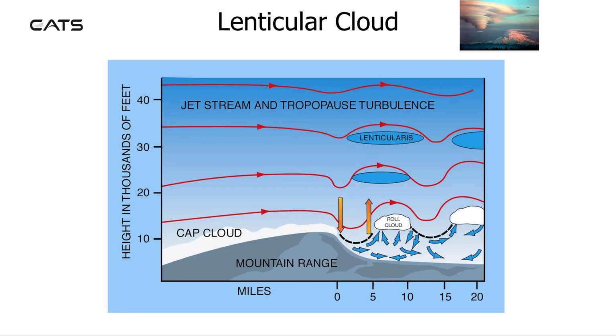With respect to the mountain range, there may well be a cap cloud on the windward side, with a series of standing waves forming over the obstruction. In the peaks of these standing waves, lenticularis cloud may form, and beneath them roll clouds and rotor zones are incredibly dangerous.